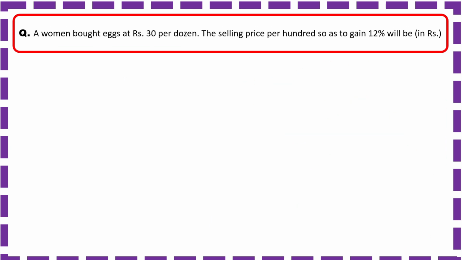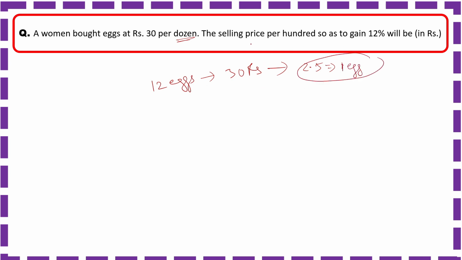A woman bought eggs at rupees 30 per dozen. The selling price per 100, so as to gain 12%, will be? Okay, so per dozen means 12 eggs, right? So the price of 12 eggs is 30 rupees. So what is the price of one egg? One egg is 2.5 rupees.